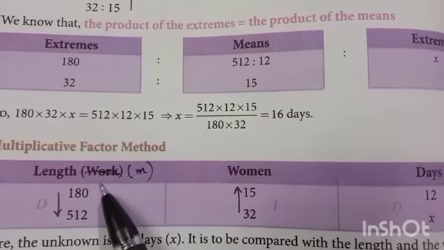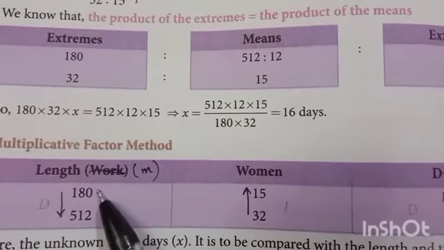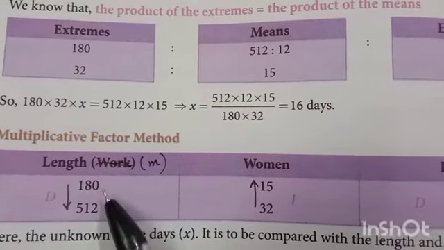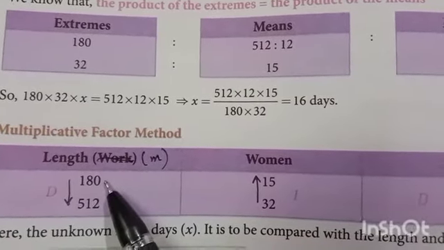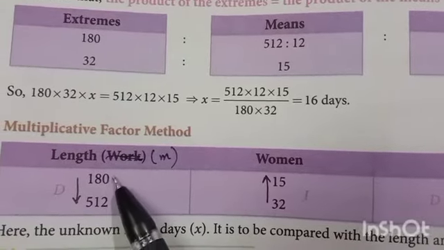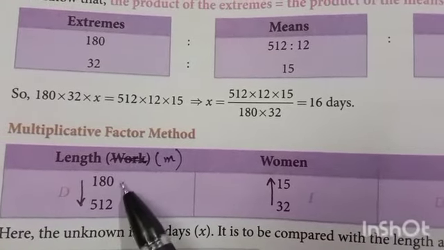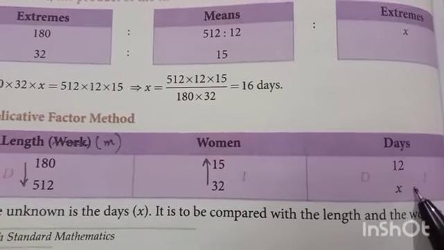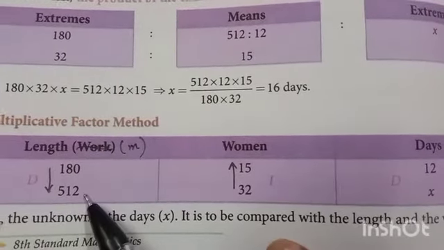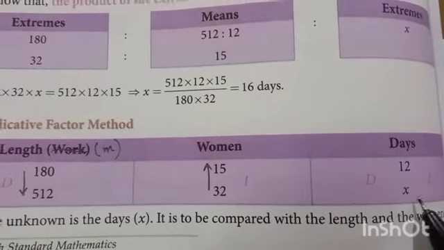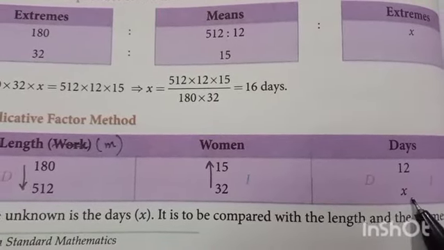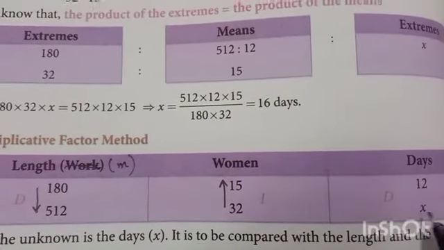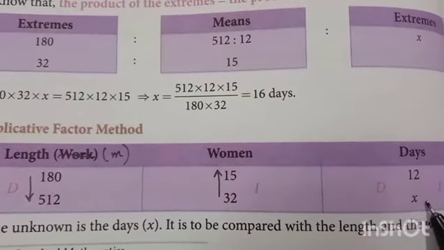Now you have to compare the length of the mat: 180 meter, and then 512. So is it increased or decreased? In the beginning 180 meter, then 512. It is increased. The length of the mat is increased, we need to make more length. So do the days have to increase or decrease? Yes students, the number of days takes more.